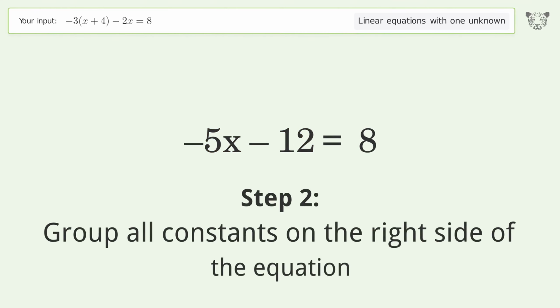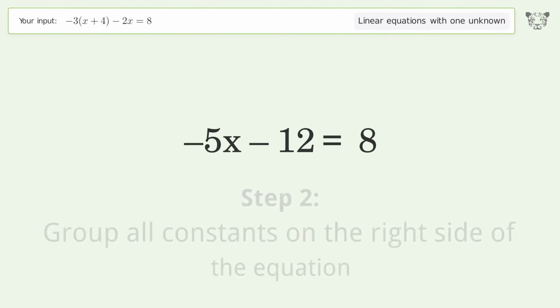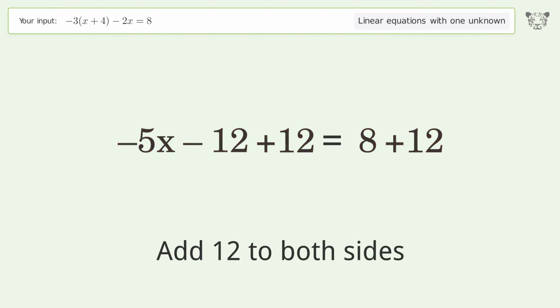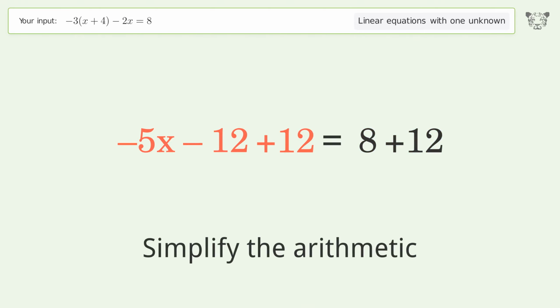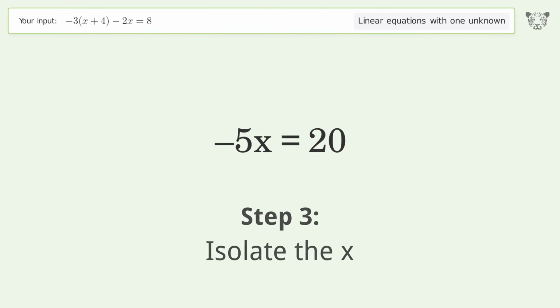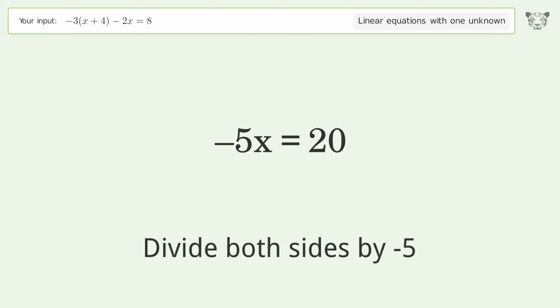Group all constants on the right side of the equation. Add 12 to both sides. Simplify the arithmetic. Isolate the x. Divide both sides by -5.